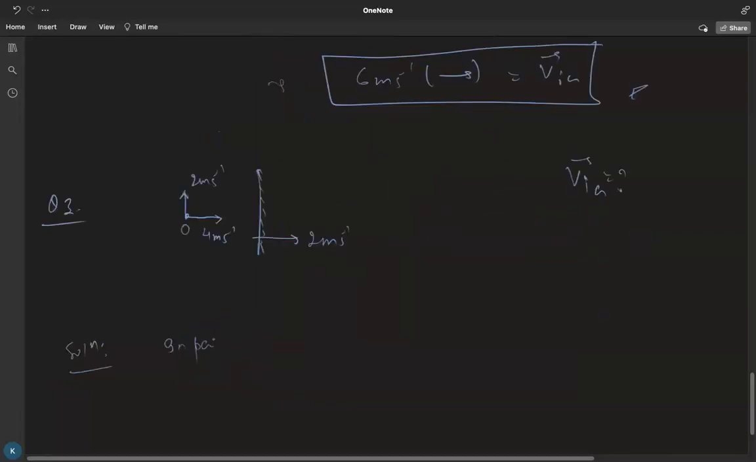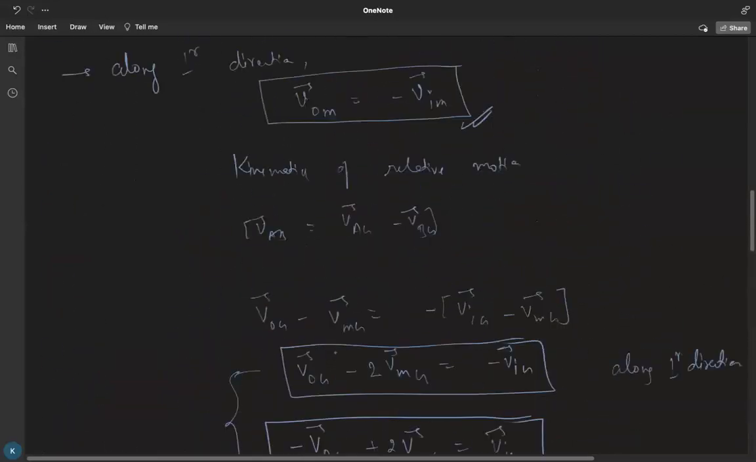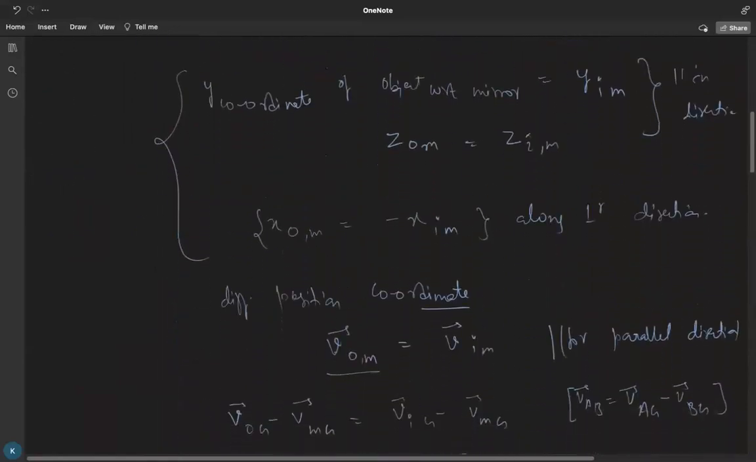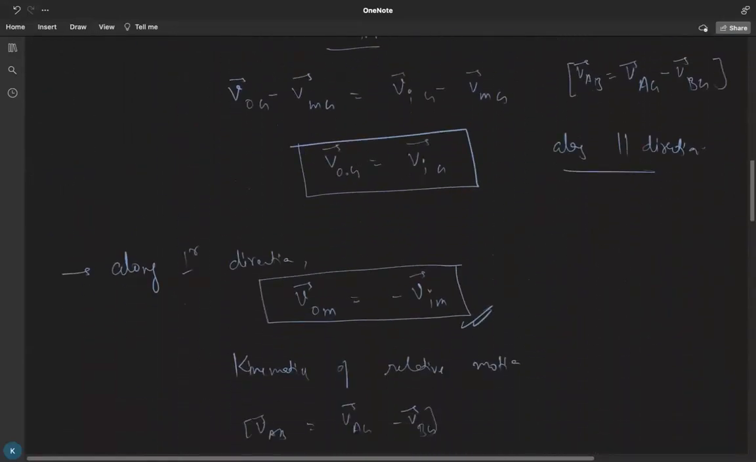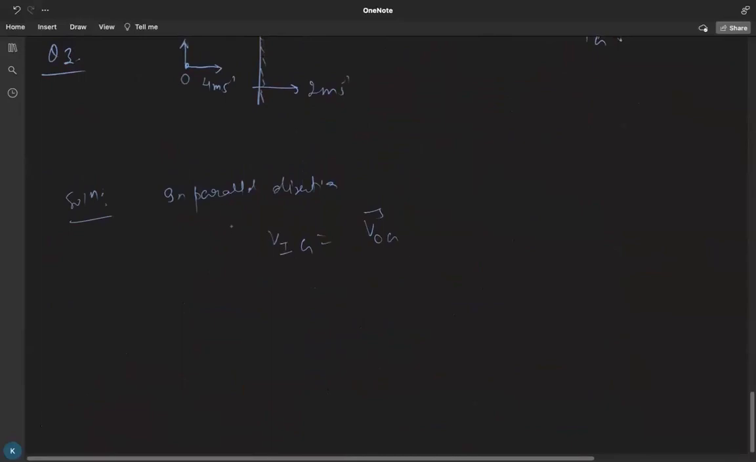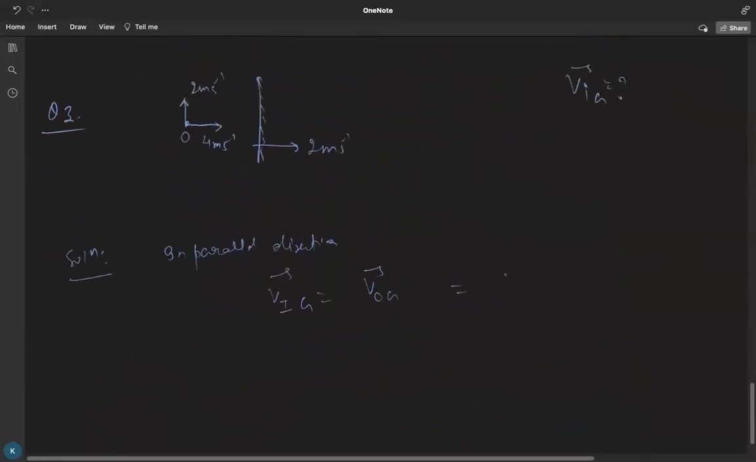So in the parallel direction, velocity of image with respect to ground is equal to velocity of object with respect to ground. We derived this formula earlier. If you want to look, just look. Okay, look here. Along the parallel direction, velocity of object with respect to ground is equal to velocity of image with respect to ground. So you can directly write it here, and it will be equal to 2 meter per second.